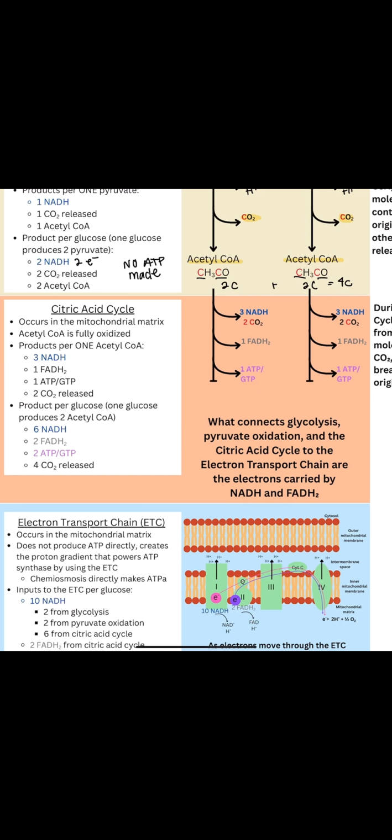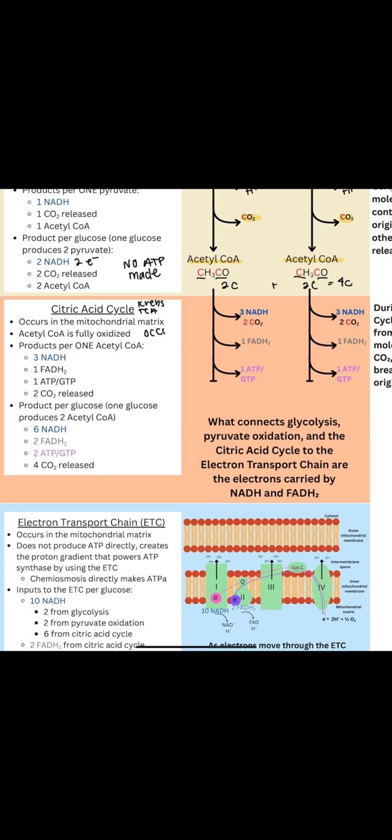Each acetyl-CoA is going to enter the citric acid cycle, and we also call this the Krebs cycle or the tricarboxylic acid cycle, or TCA for short. This cycle is going to happen 2 times per 1 glucose. It happens 1 time for each acetyl-CoA.